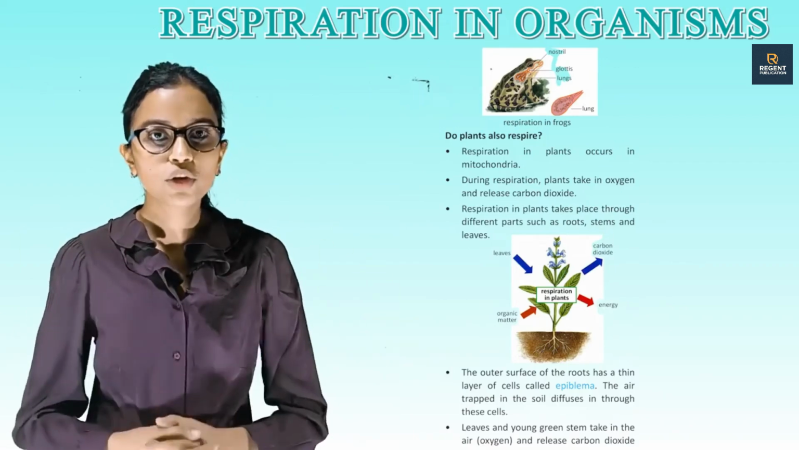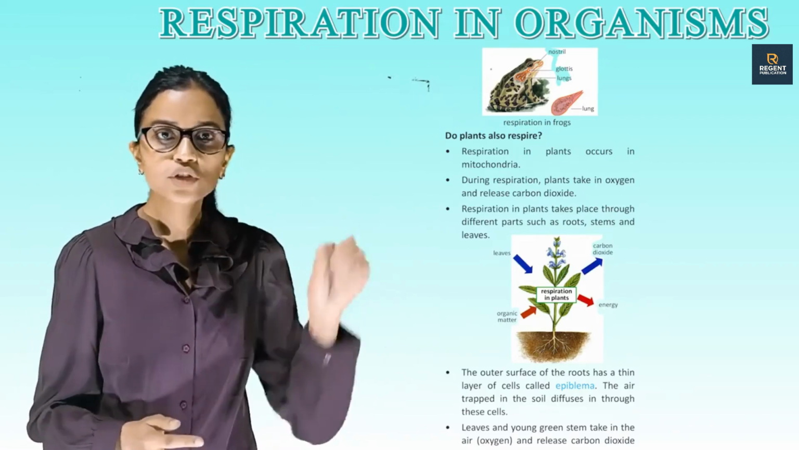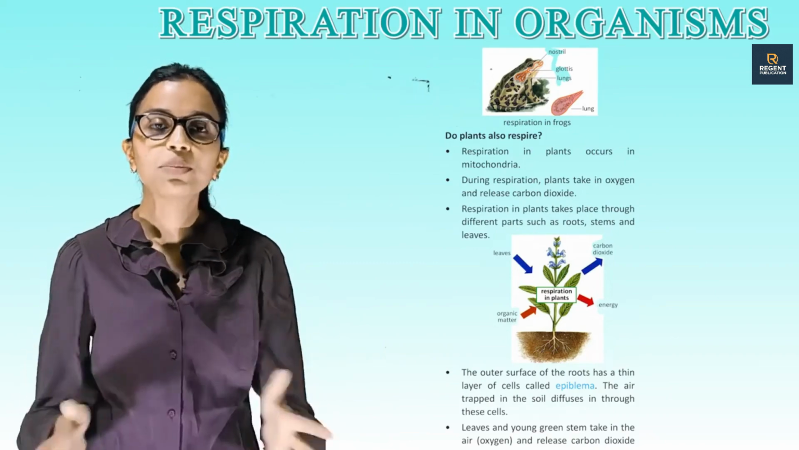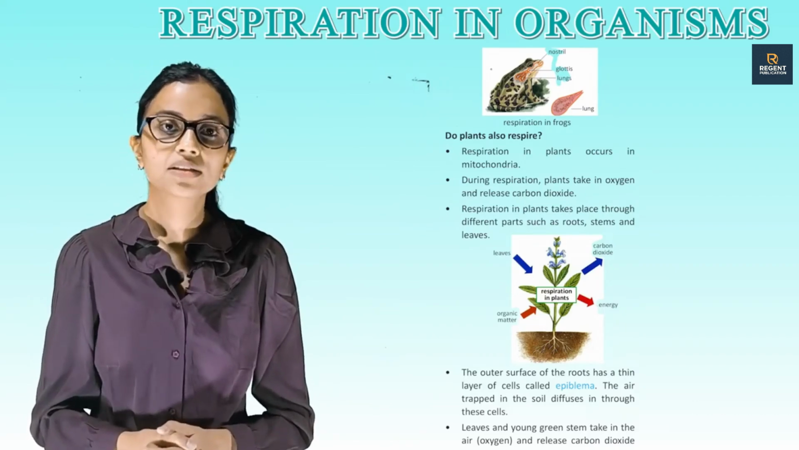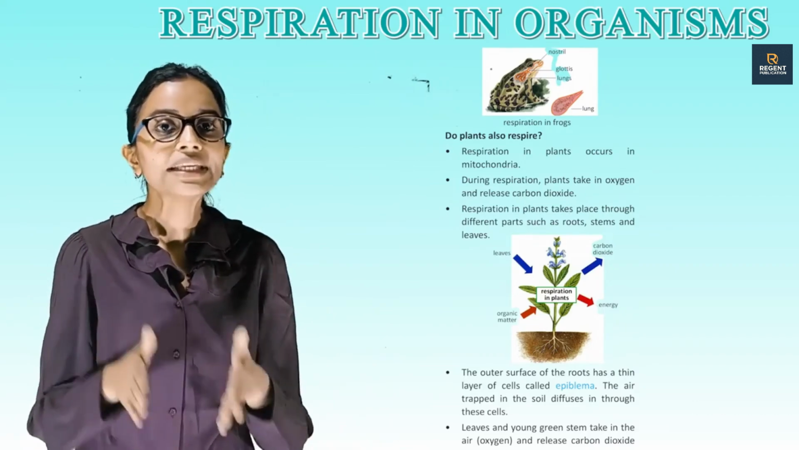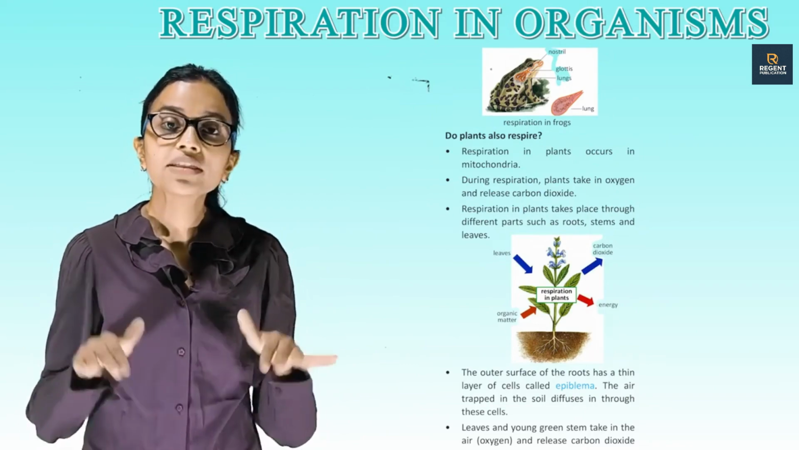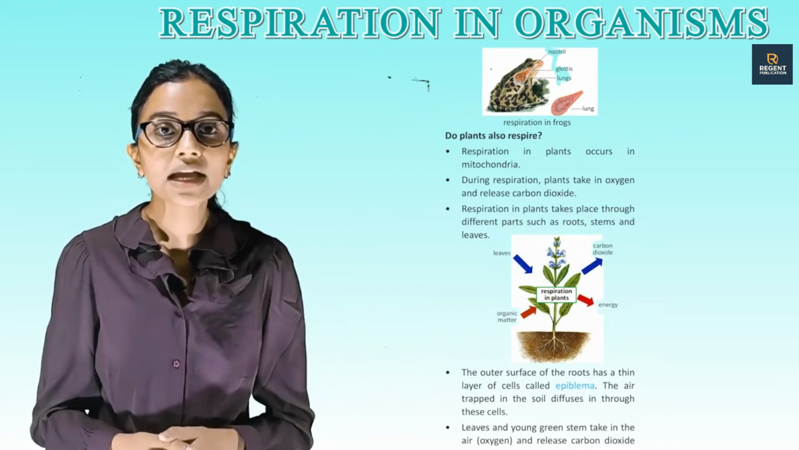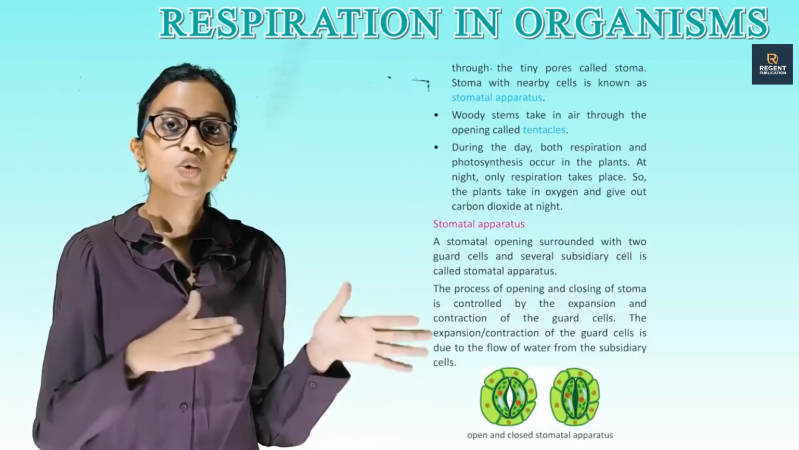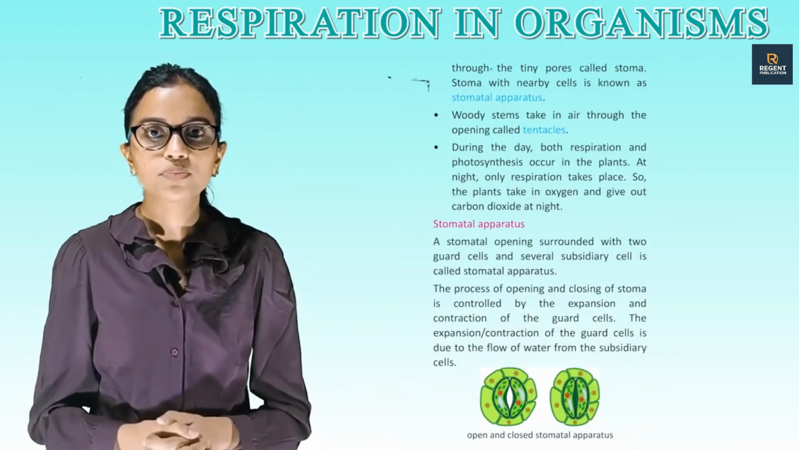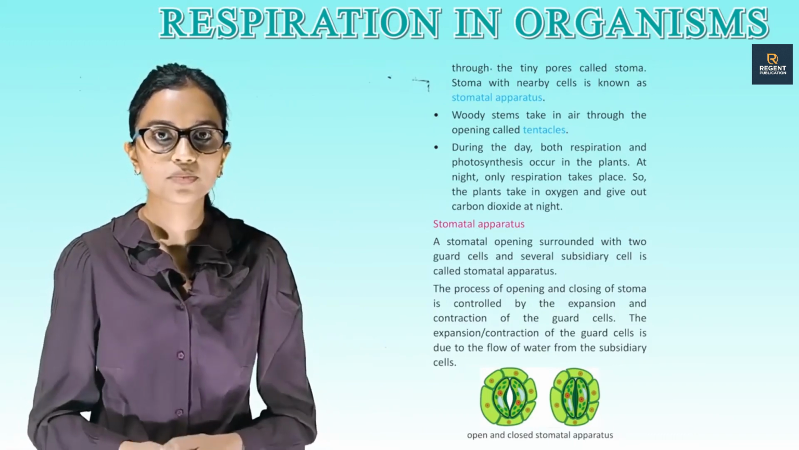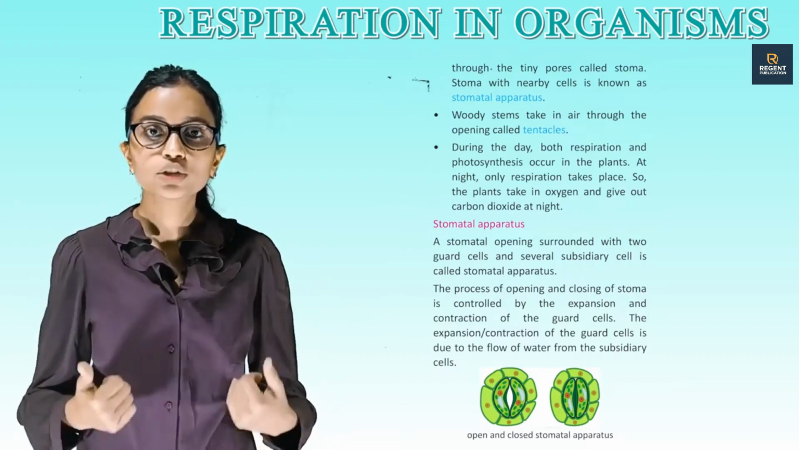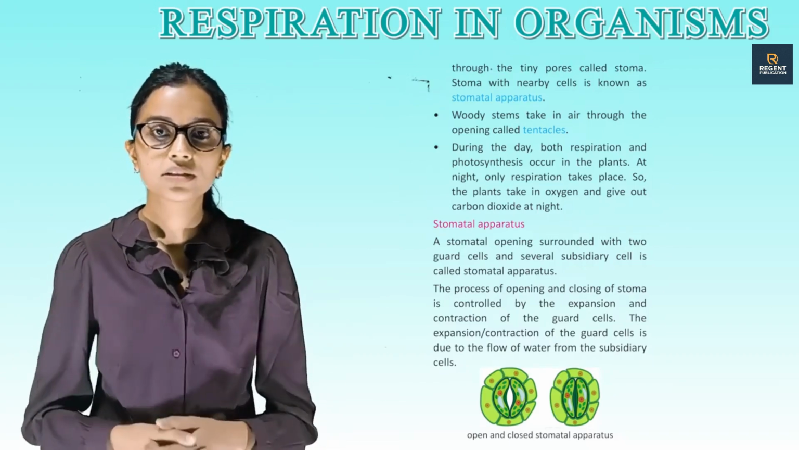The outer surface of the roots has a thin layer of cells called epiblema. The air trapped in the soil diffuses in through these cells. Leaves and young green stems take in the air oxygen and release carbon dioxide through the tiny pores called stomata. Stoma with nearby cells is known as stomatal apparatus. Woody stems take in air through the openings called lenticels.